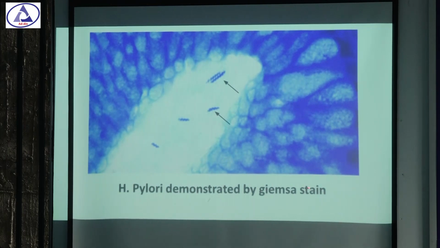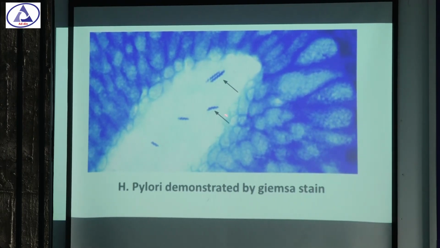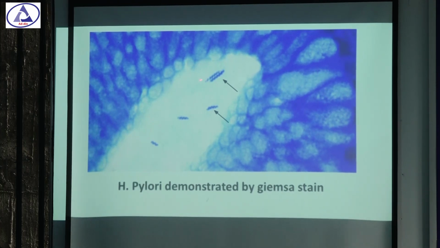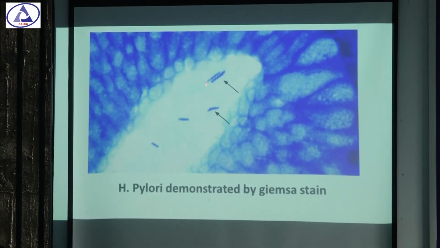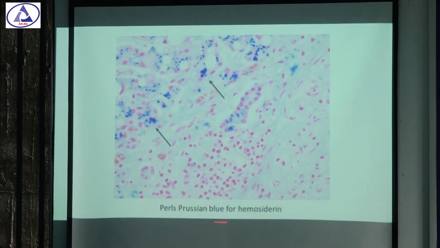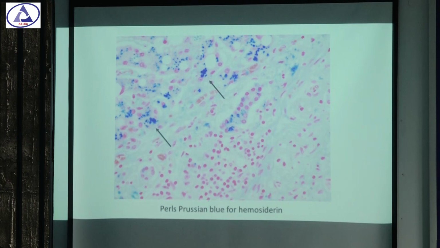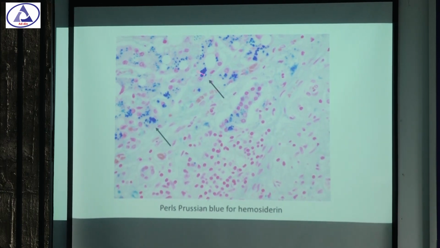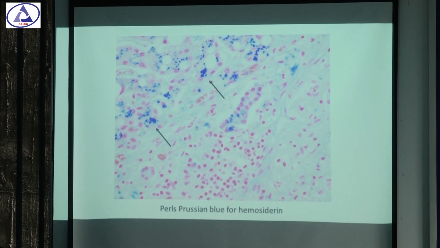Then next, this is a Giemsa stain of a biopsy taken from the gastric antrum. You can see the H. pylori, the curved corkscrew-shaped bacilli. Then there is Perl's Prussian blue stain for hemosiderin, also done on a liver biopsy. You can see the blue granules here. These are the hemosiderin, which is demonstrated by Perl's Prussian blue stain.